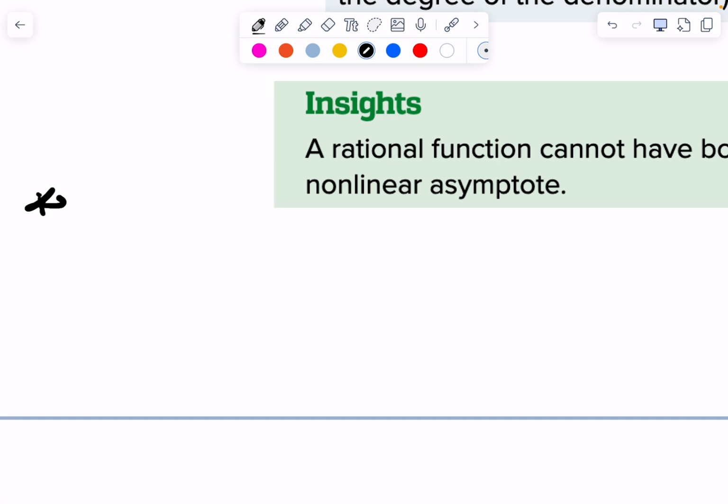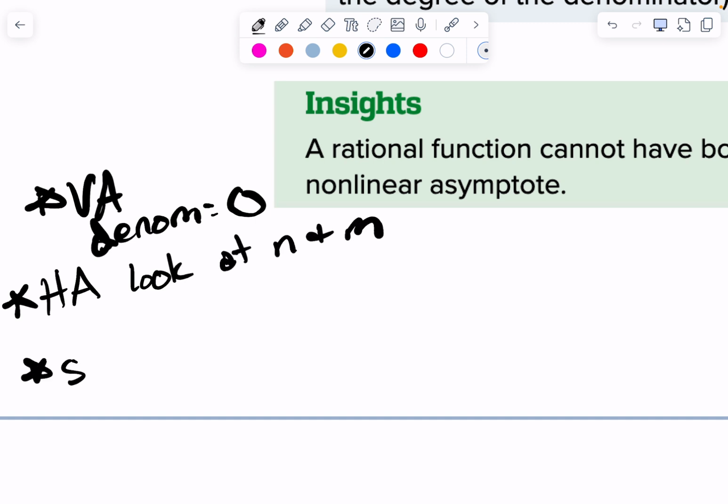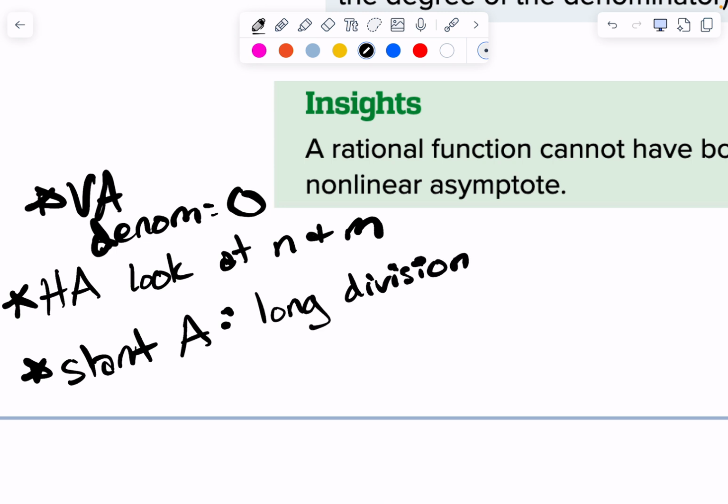We have a VA, a vertical asymptote, where you set the denominator equal to 0. We have an HA. How do we find HAs again? The n and the m. Look at n and m. And then we have slant asymptotes. I'm going to say slant A. Here's how you find a slant asymptote. For the slant asymptote, you do long division.